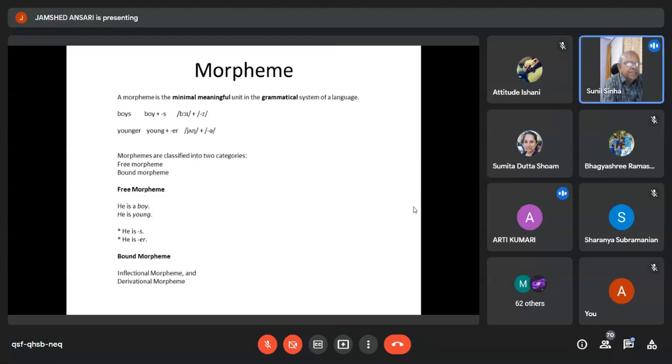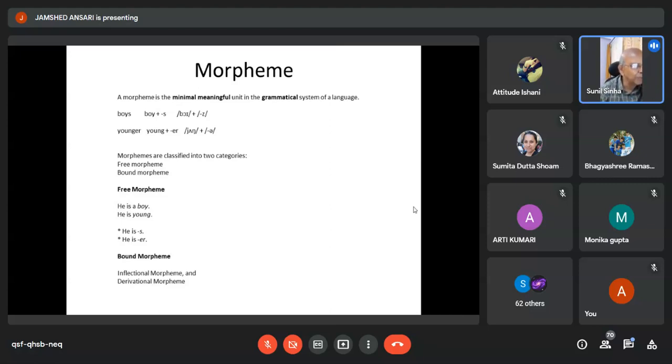Adjective. We can say this man is quite boyish, or this grown-up woman is quite girlish, right? Girlish is an adjective, but girl is a noun. So by adding a morpheme to another morpheme, you can change the grammatical category of that word. That's why we say a morpheme belongs to the grammatical system of a language.